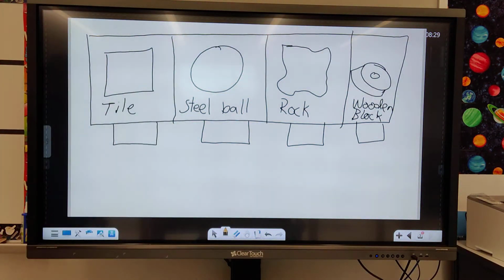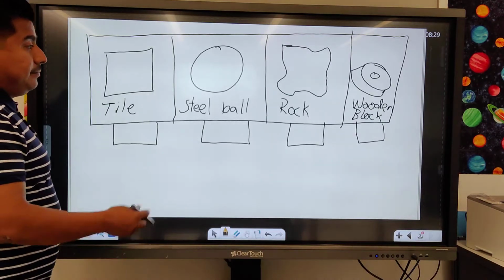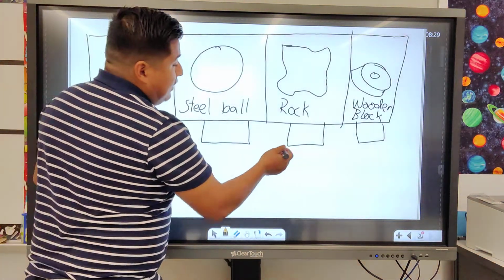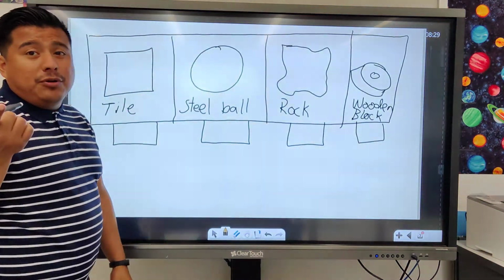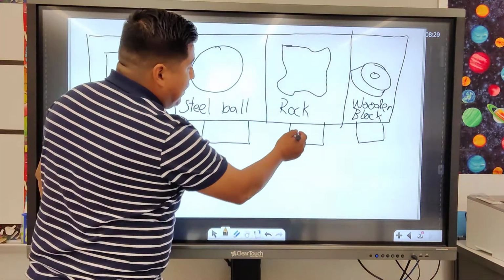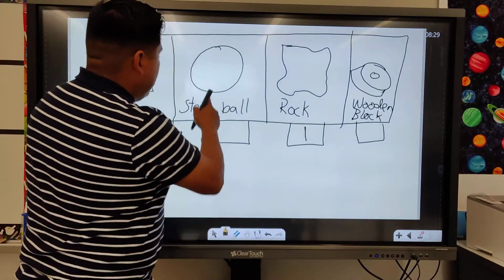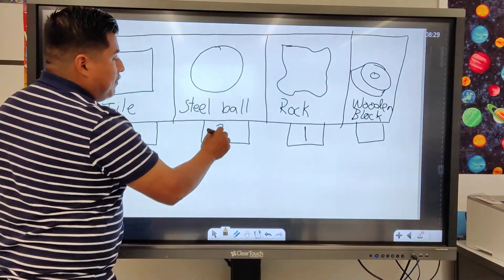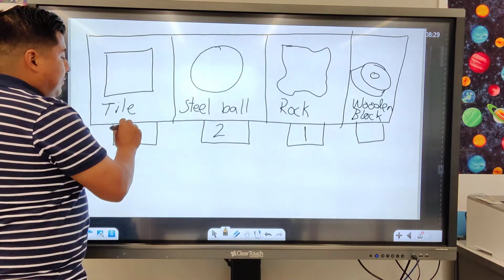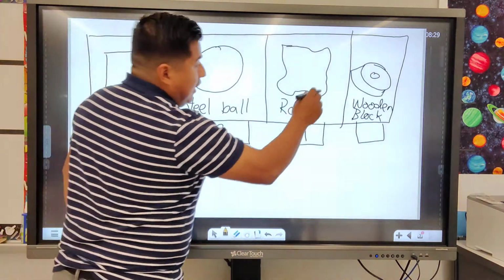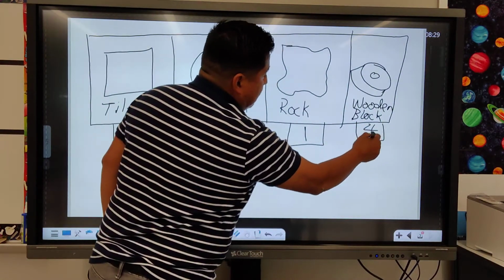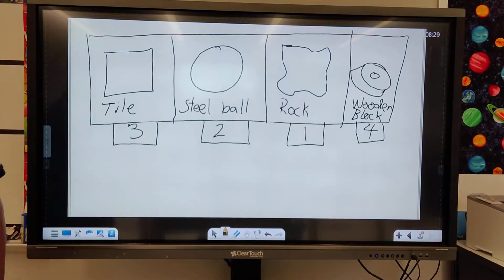So I'm going to predict that the rock, this is my prediction, but then you do your prediction, okay? So this is my prediction. Rock will be number one, followed by the steel ball, okay? Then the tile, and then the wooden block will be last, okay? That's my prediction. What does your prediction look like?